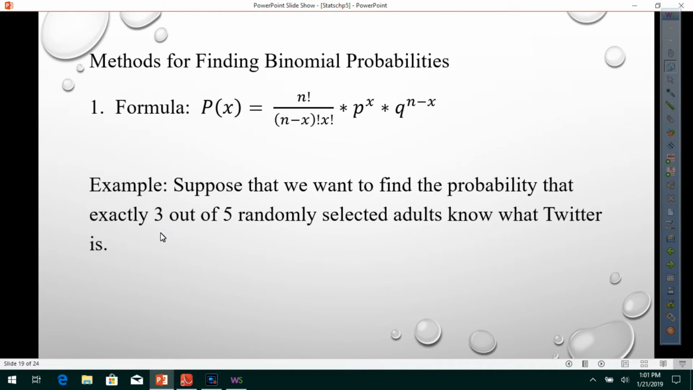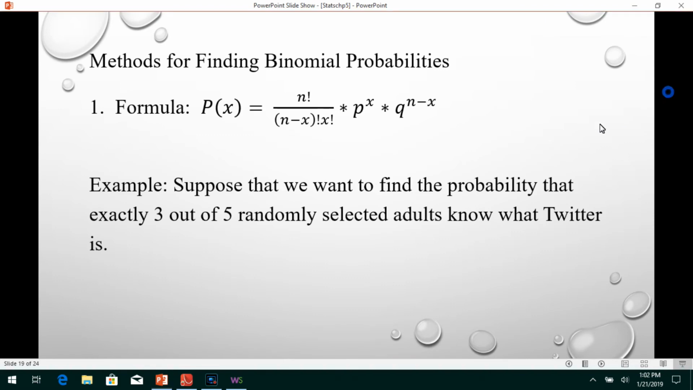Methods for finding binomial probabilities. There are several methods. The first is the formula: P of x equals n factorial divided by (n minus x) factorial times x factorial, times p to the x times q to the n minus x. Okay. So suppose we want to find the probability that exactly 3 out of 5 randomly selected adults know what Twitter is. So we set the equation up.